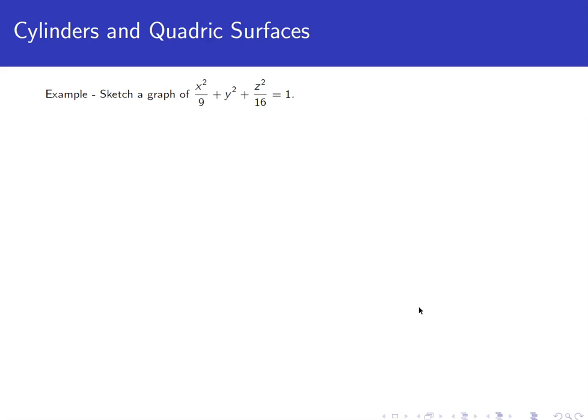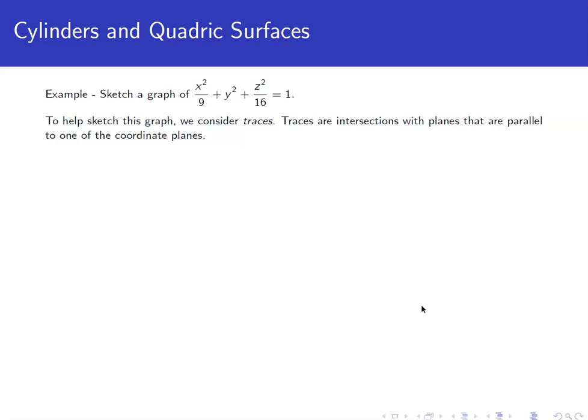Let's first look at the graph of the equation x squared over 9 plus y squared plus z squared over 16 equals 1. What we're going to do to help us graph this type of an equation is consider what we refer to as traces. A trace is the intersection of the surface with one of the coordinate planes. So we're going to look at the xy trace, the intersection with the xy plane, the xz trace, and the yz trace. Those will be the three that we're interested in.